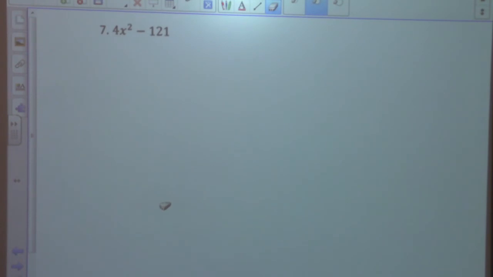Okay, is this a difference of squares? Yes, or can be written as a difference of squares. So use that technique. I'll call on somebody here in the next half minute. So it's gonna be 2x and minus 11.